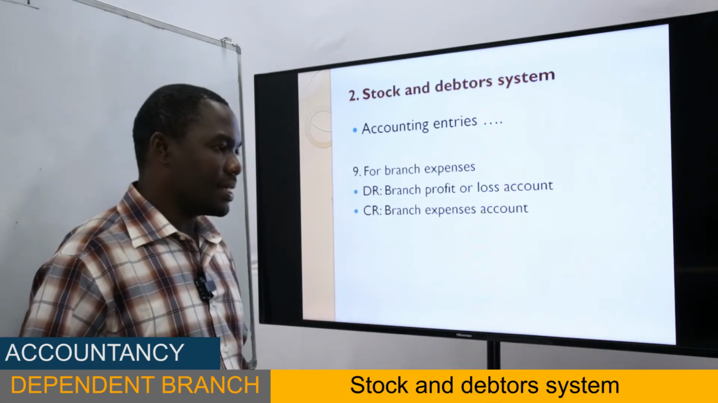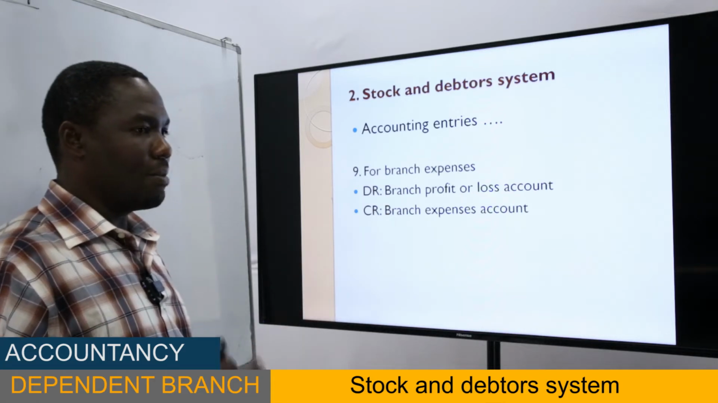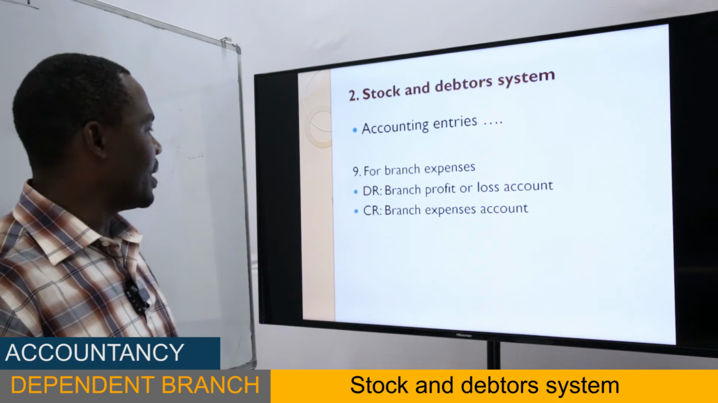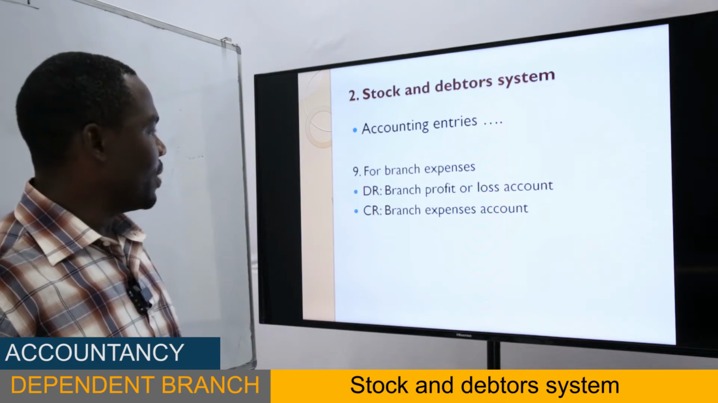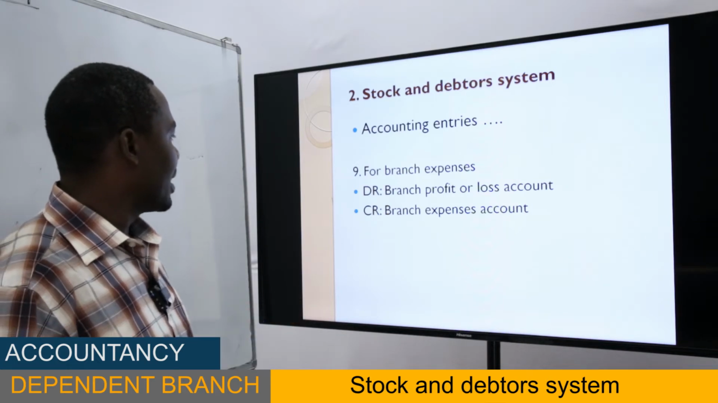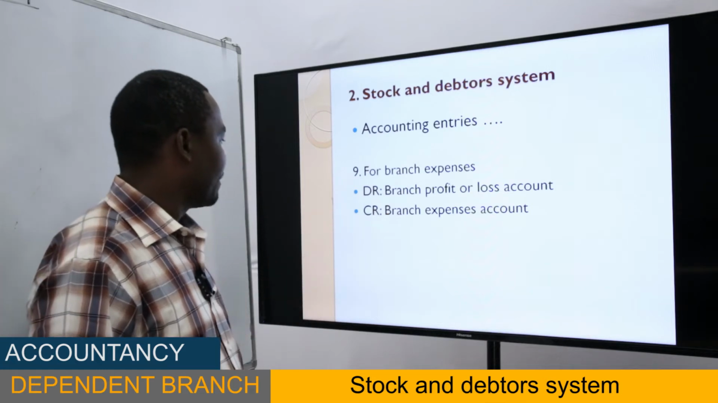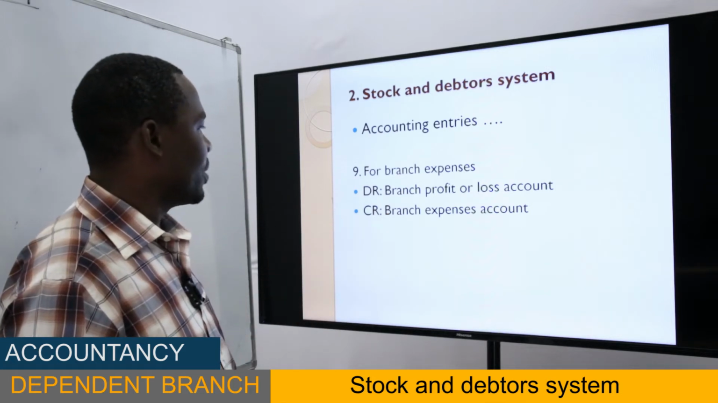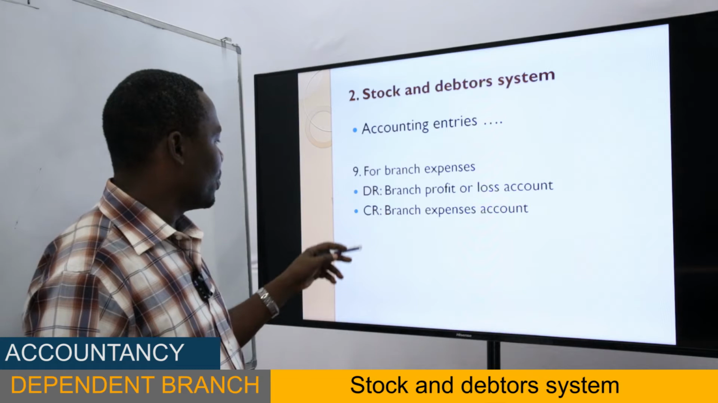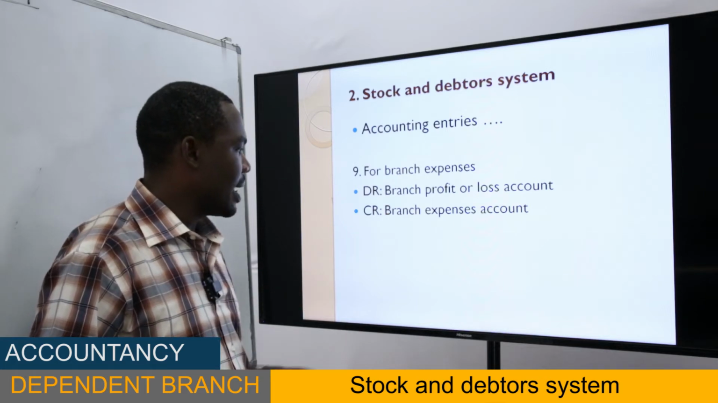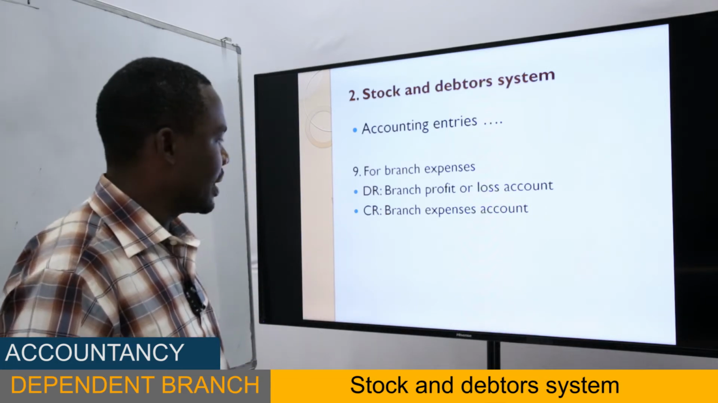For branch expenses, normally these expenses are paid by the head office, and if the head office pays these expenses for the branch, then we are going to debit the branch profit or loss account, and we are going to credit branch expenses account.